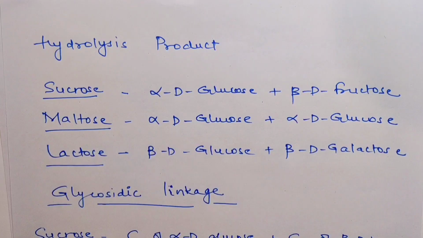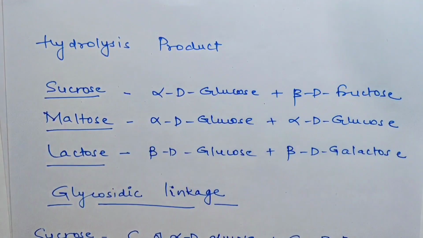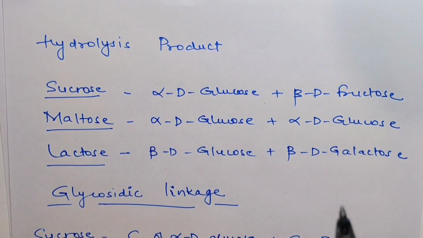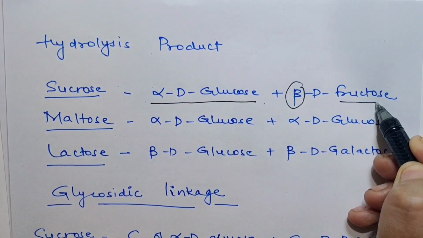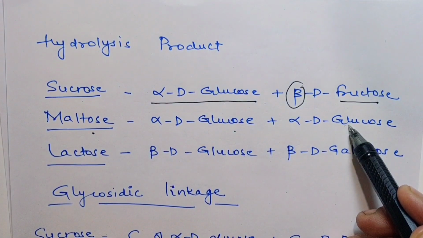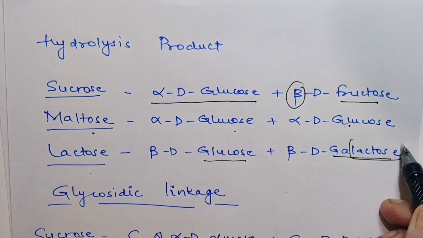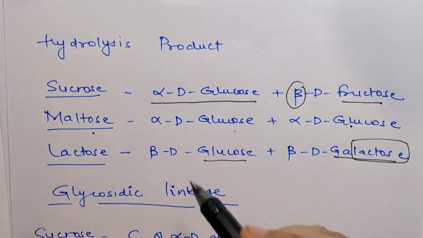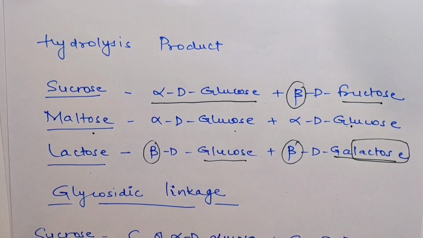Okay. Next, let's talk about the hydrolysis products of the 3 disaccharides that are there in your syllabus. Sucrose, we just saw glucose and fructose, but the thing to remember is that it's alpha D glucose and beta D fructose. Maltose, it's very easy. It's alpha D glucose and alpha D glucose. Lactose has glucose and galactose. From lactose you can remember galactose. But here they're both beta D. Okay, there's no easy way to say this, you'll have to remember.